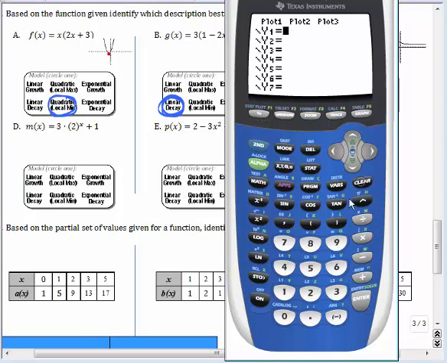All right, try y equals again and clear this off. So next one's going to be 3(2)^x + 1. So you just type it in like that. Let's graph that one. So this is exponential growth because from left to right it goes uphill.